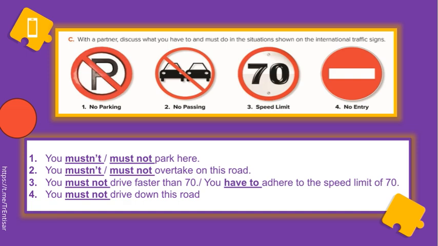Then, you must not drive faster than 70. Remember, adhering to the speed limit of 70 is essential not only to avoid penalties, but also to keep everyone safe. Speed limits are set for a reason. They help prevent accidents and ensure smooth traffic flow. Finally, you must not drive down this road if it's restricted or one way in a different direction. Always pay attention to signs that tell you whether you can or cannot proceed. Following these rules helps us all stay safe and respectful of traffic laws. The key message is that understanding and obeying road signs and regulations is vital for safe driving and responsible road use.